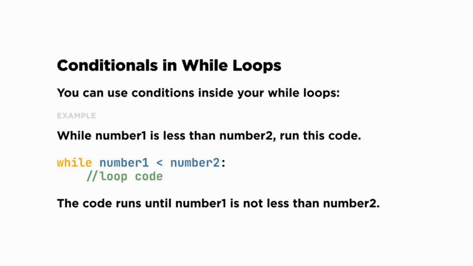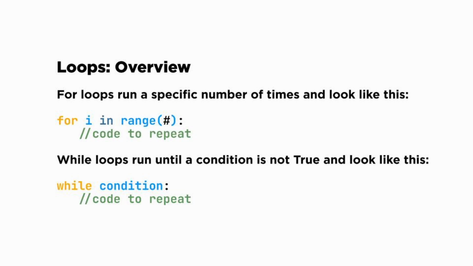You can use conditions directly in while loops. Every time the loop runs, Python checks the condition again. If the condition is true, the loop keeps going. If the condition is false, the loop stops. For example, if the condition is number1 is less than number2, the loop will keep running until that is no longer true. Now let's review.